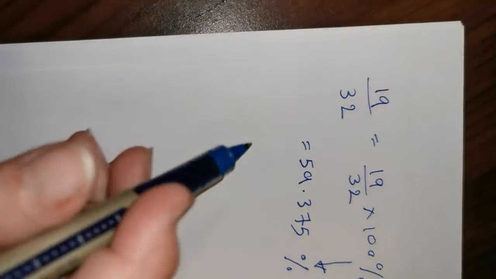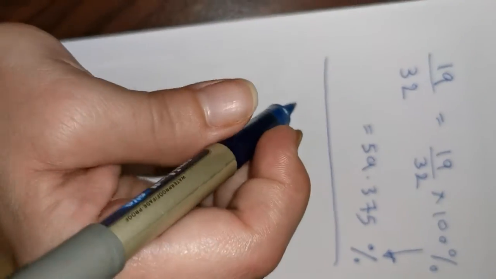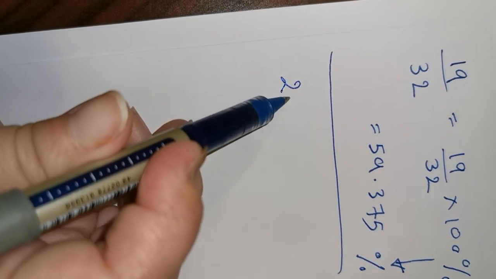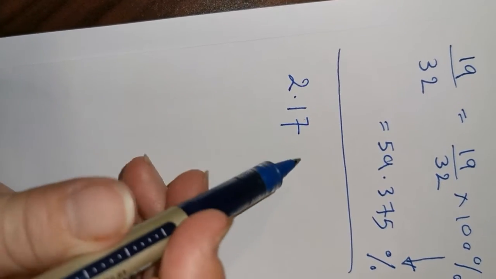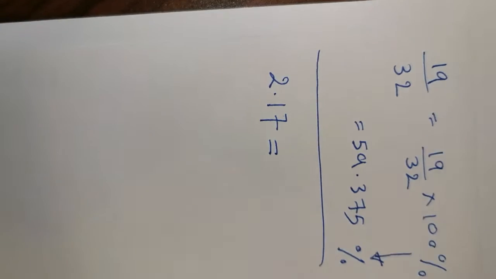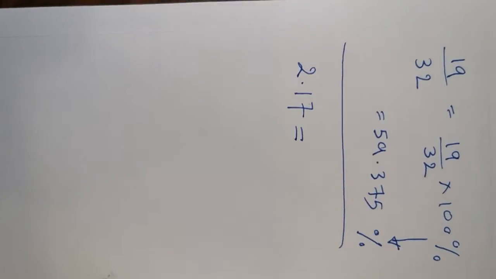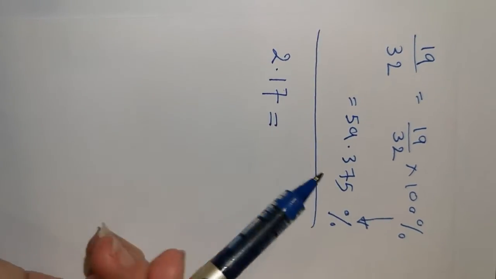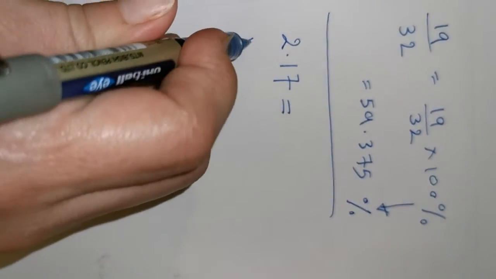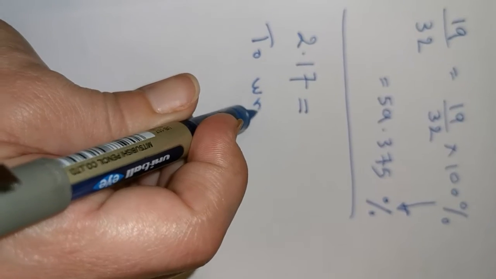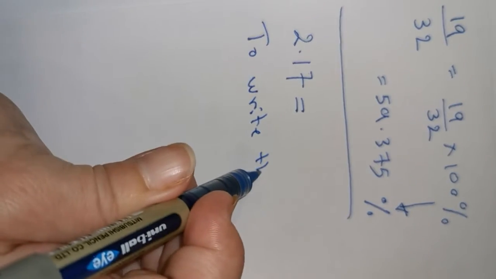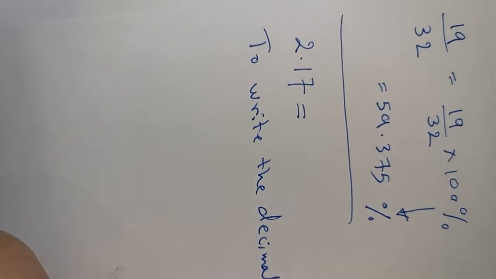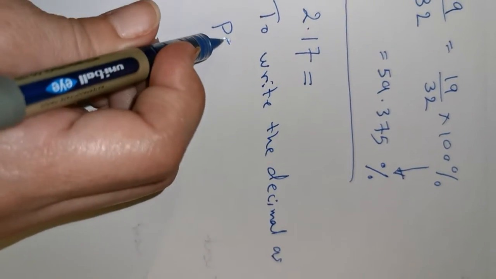What about the decimals? If you have 2.17 and I'm asking you to write 2.17 as a percentage, we have a rule, or you can use the same way here to write the decimal as a percentage.